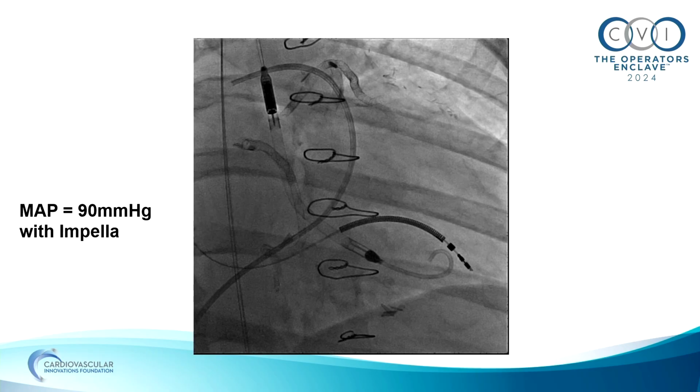So an Impella CP was placed through the femoral artery. That brought the MAP up to 90. Again, still on epi, 1 microgram per kilogram per minute.